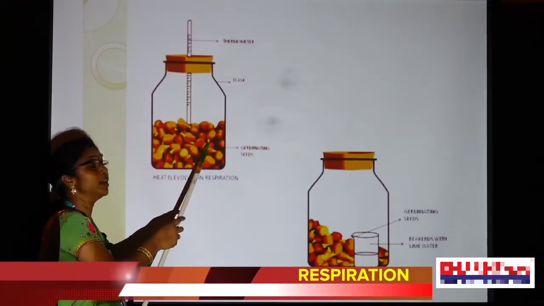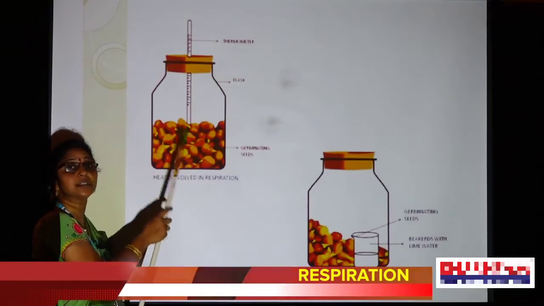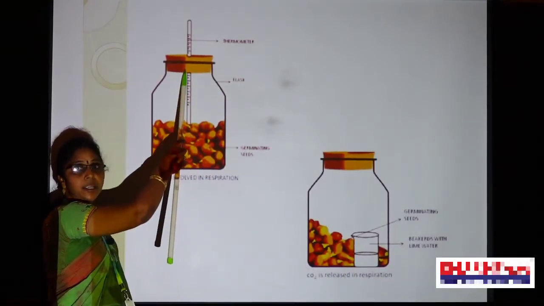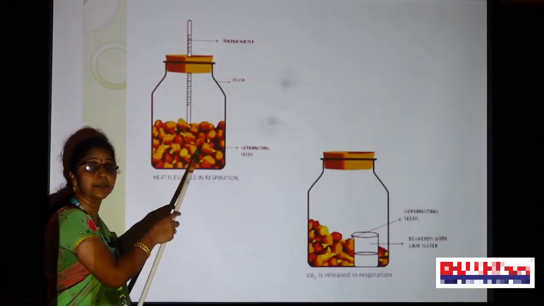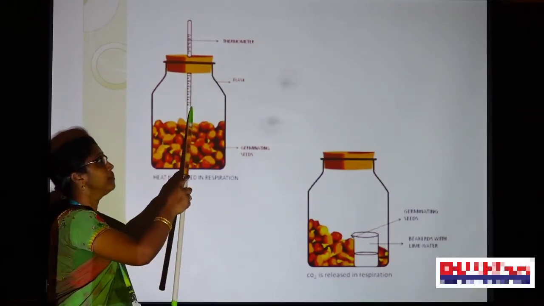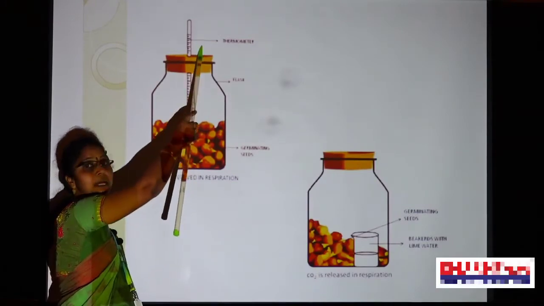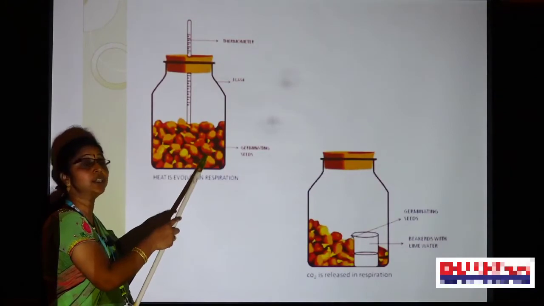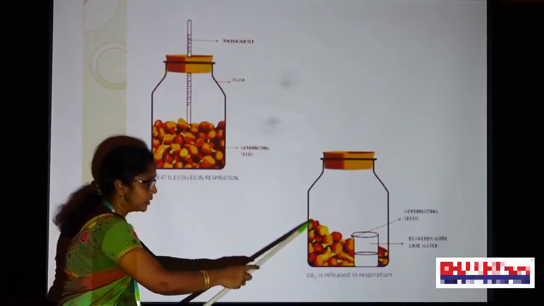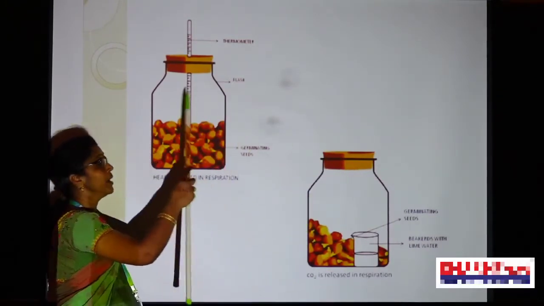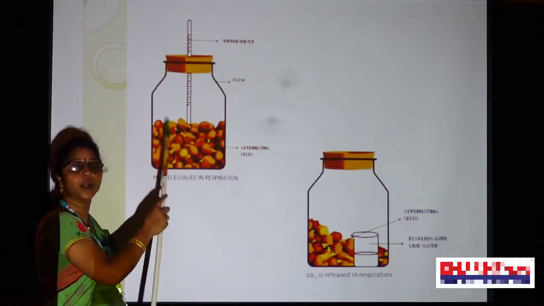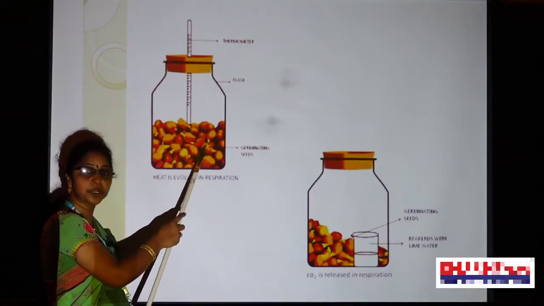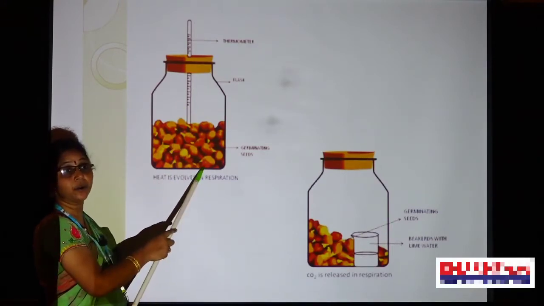Finally, what can we observe? What is the conclusion here? The temperature rises slowly. Compared to the initial temperature, the temperature in the thermometer increases. So what do we find out here? Heat is liberated during respiration. Carbon dioxide is released, but along with the carbon dioxide, heat is also liberated during the respiration process.